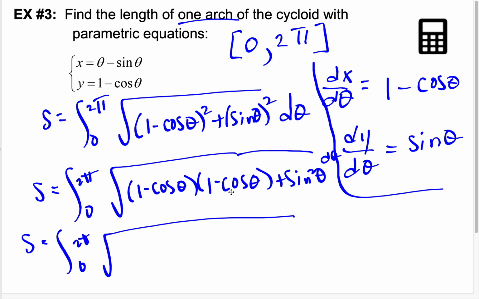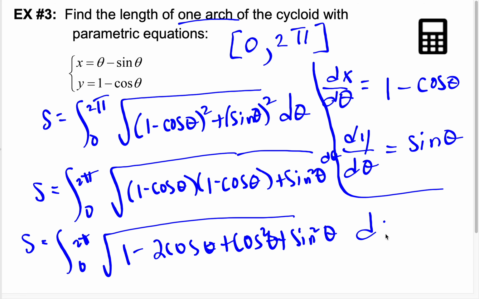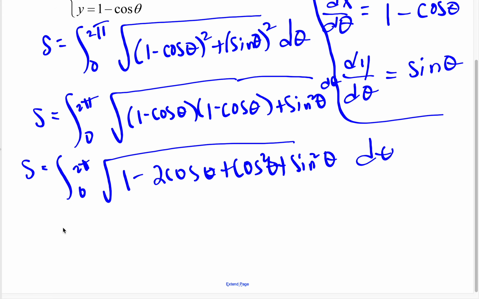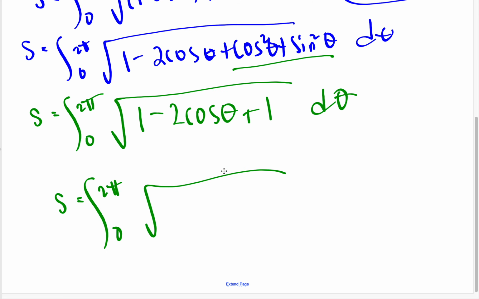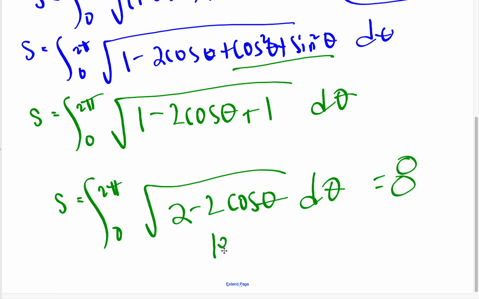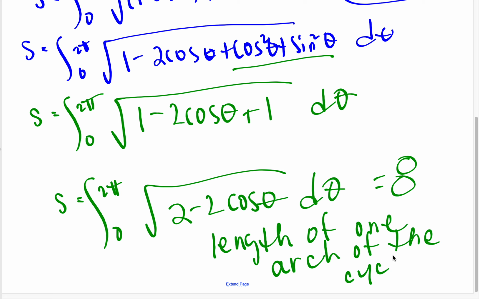So what do we get when we multiply those together? We are going to get 1 minus 2 cosine theta plus cosine squared theta plus the sine squared theta, d theta. Well, here's the deal, we can see something. That's 1: cosine squared theta plus sine squared theta. So now putting this all together, 1 plus 1 is 2, and 2 minus 2 cosine. If we plug that into our calculator, you're going to get an answer of 8. So 8, that is the length of one arch of the cycloid.